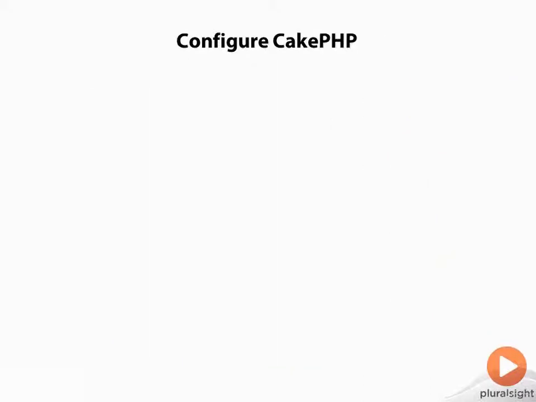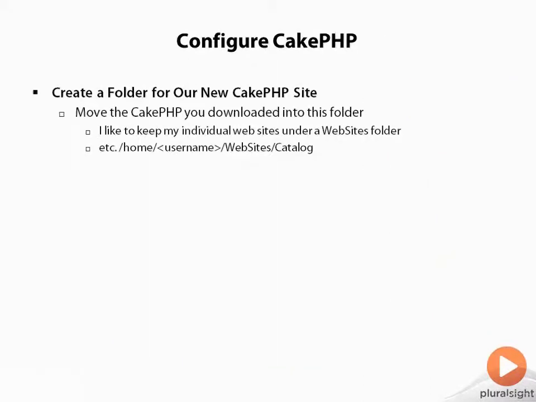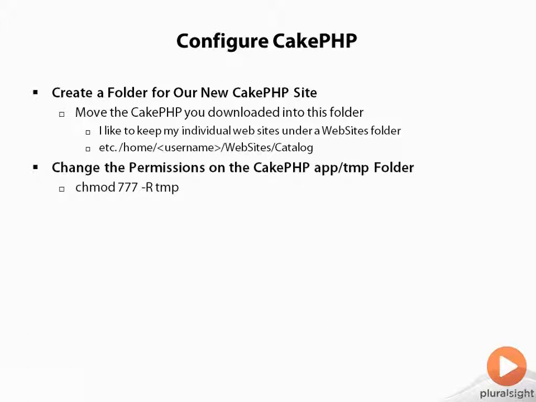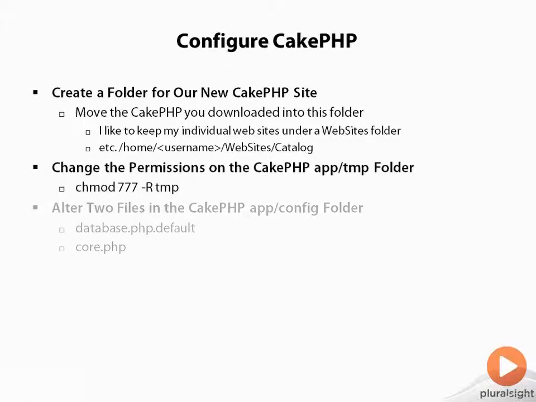Next, we'll configure CakePHP. I like to keep all of my websites together, so off of my home directory, I've created a folder named Websites, and inside there, I've made a folder named Catalog, and that's where I've stored my CakePHP. Next, we're going to change the permissions on the CakePHP app temp folder. After that, we're going to alter two files in the CakePHP app config folder.